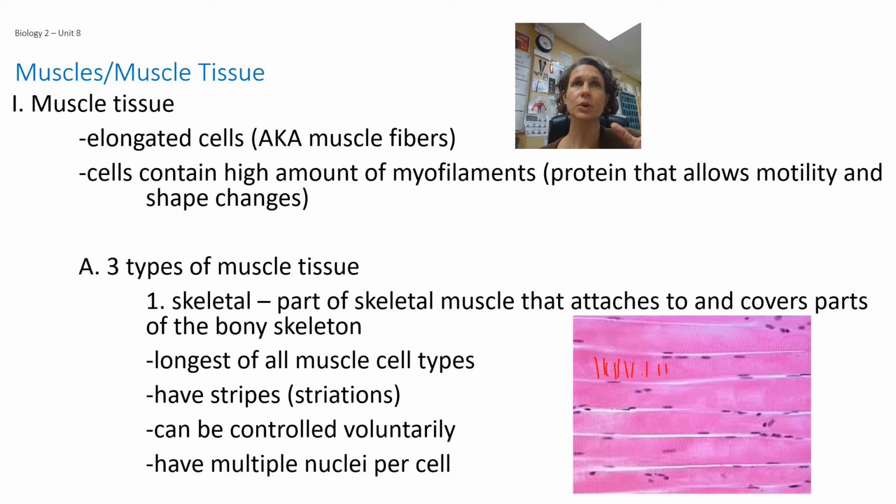So when you think about it, you can flex your bicep. Anyway, scratch that. But they are controlled voluntarily. They also have multiple nuclei per cell. That's because they are doing a lot. They need a lot of ATP for energy, so they have to have things going on. They need proteins that help them build back up and do all those different things. And so there's lots going on in the cell, and that requires these multiple nuclei.